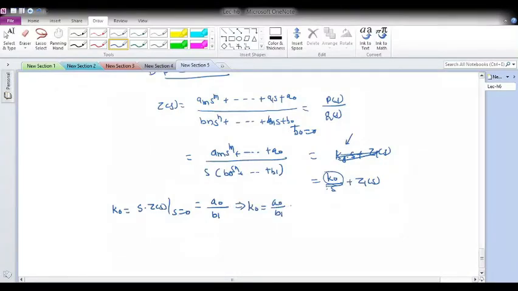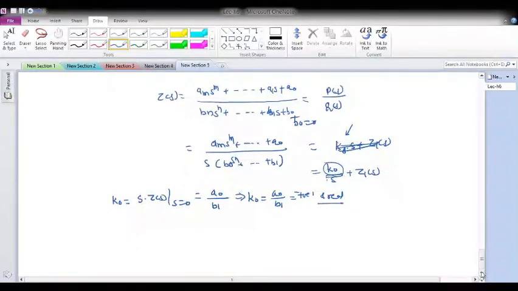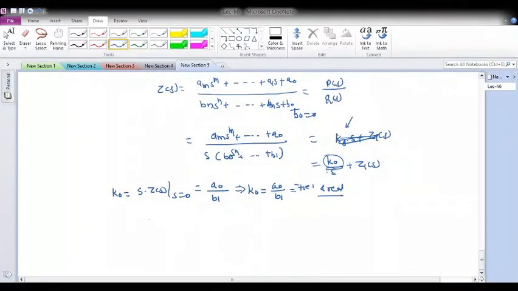Okay, and this is positive and real. So it satisfies the PR property as z is itself PR. Now what is your total z of s? It will be a0 into b1 into 1 over s plus z1 of s. Thus we have removed the pole at origin.